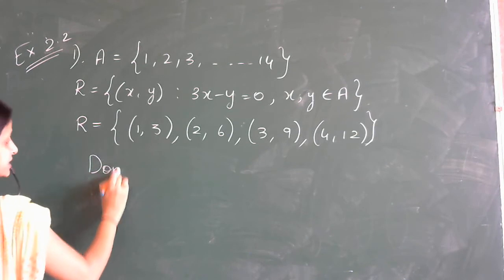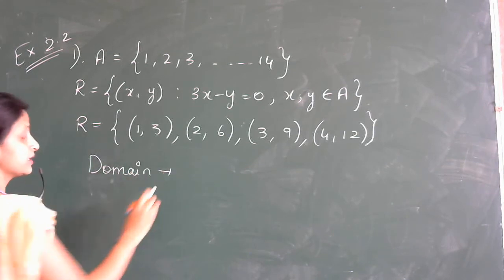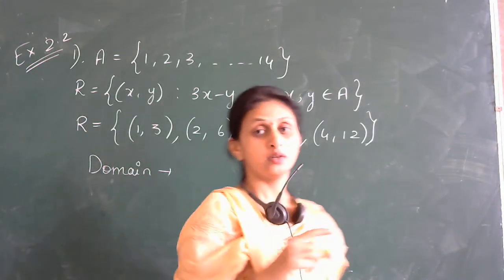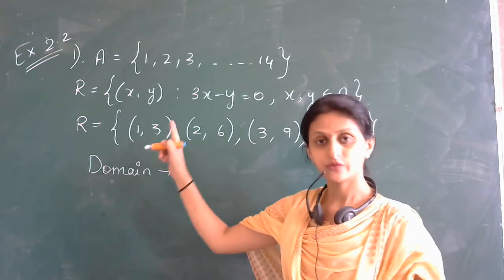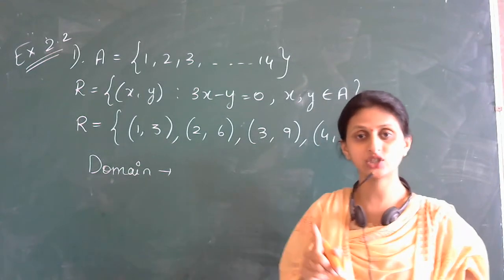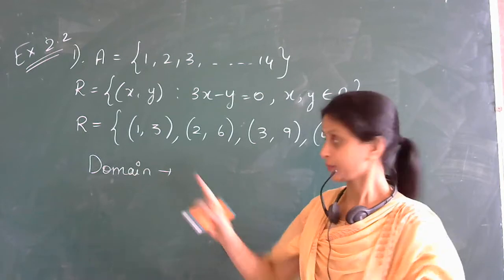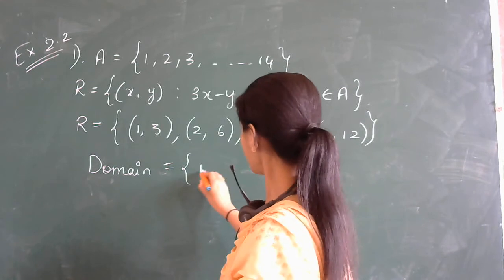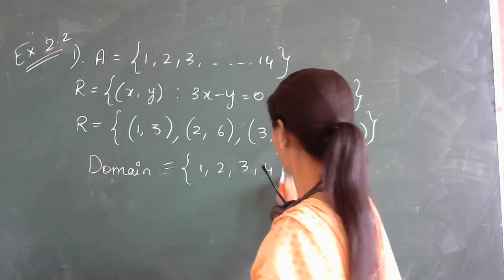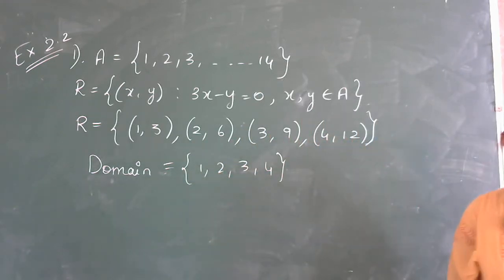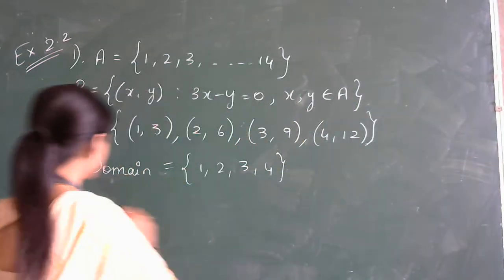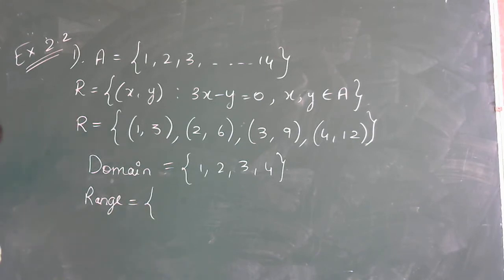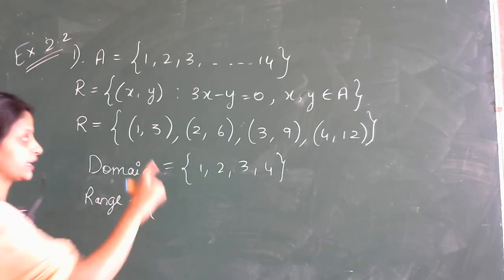As we all know, domain is the set of all first elements of all the ordered pairs in the relation R from A to A. So here, which are the first elements? Domain is equal to 1, 2, 3, 4. These are the first elements, so this is nothing but the domain. What is range? The set of all the second elements of all the ordered pairs in the relation R from set A to A.